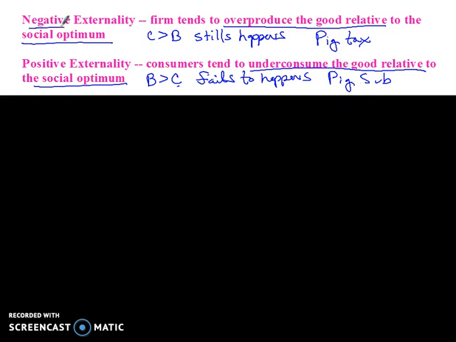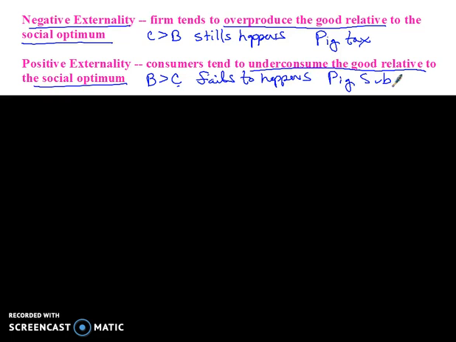So a negative externality is a supply side problem. The costs outweigh the benefits, but it still happens, and we use a Pigouvian tax to shift the supply curve and solve the problem. The positive externality is a demand side problem. The benefits outweigh the costs, but the consumer fails to purchase the good. They under-consume the good. The additional units fail to happen even though the benefits outweigh the costs. We solve that with a Pigouvian subsidy, which is designed to shift the demand curve.